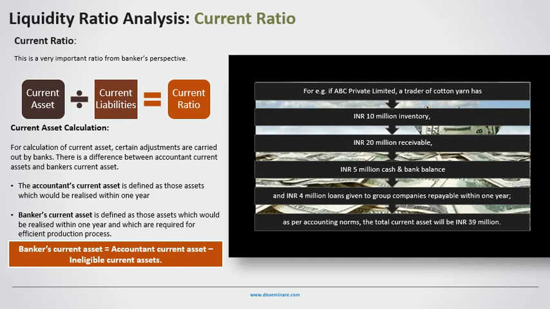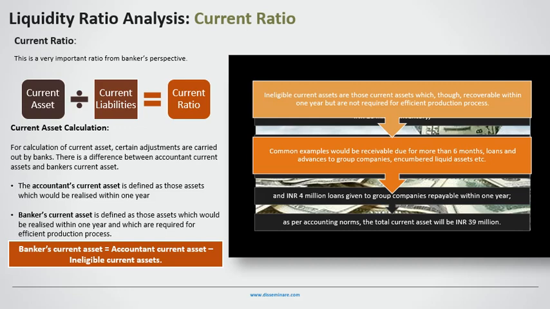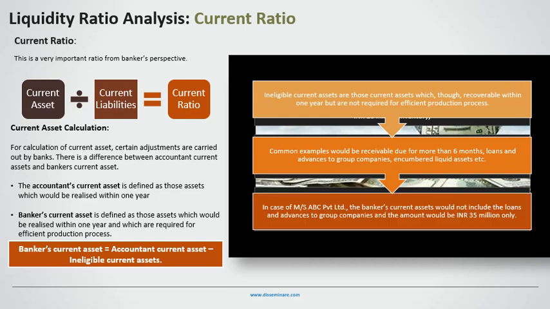Ineligible current assets are those current assets which, though recoverable within 1 year, are not required for the efficient production process. Common examples would be receivables due for more than 6 months, loans and advances to group companies, encumbered liquid assets, etc. In the case of ABC Private Limited, the banker's current assets would not include the loans and advances to group companies and the amount would be 35 million rupees only.